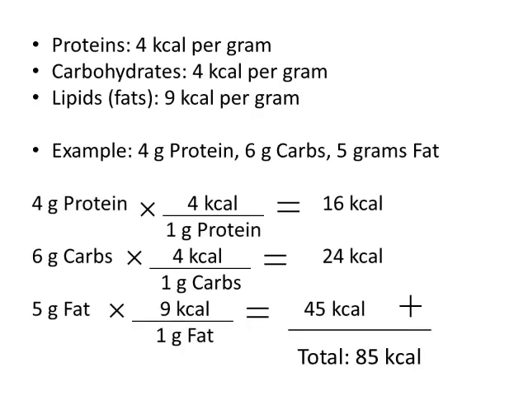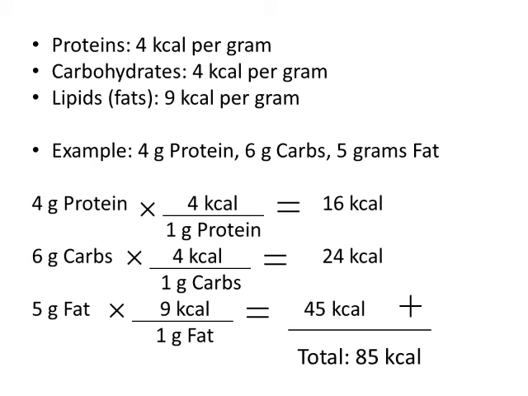Now we're going to go over proteins, carbohydrates, and lipids, and the digestion and metabolism of those specific types of substances. As the conversion point, proteins produce 4 kilocalories per gram, carbohydrates produce 4 kilocalories per gram as well, while lipids or fats produce 9 kilocalories per gram. So I've given an example of a problem that you could do.